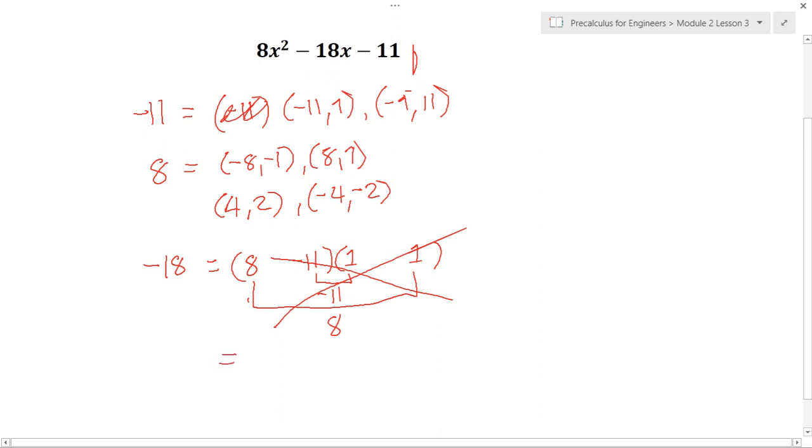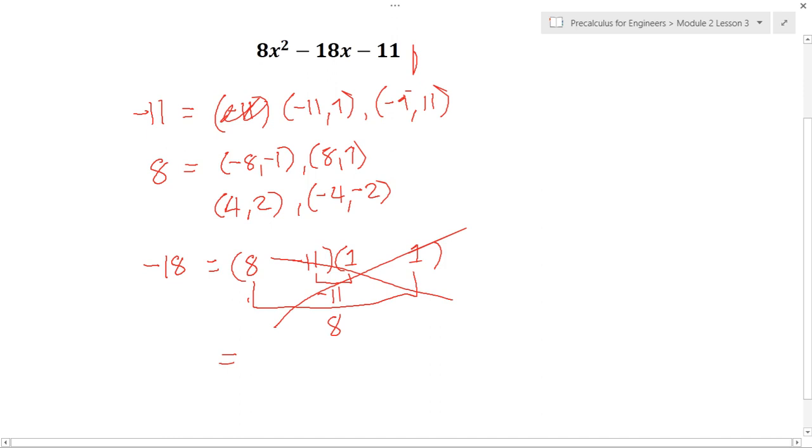But for negative 11, we only have two options. Negative 11 and 1 and negative 1, 11. So, let's try negative 11, 1, 4, 2. We can try this one. Itong negative 11, 1, and 4 and 2. So, yes, 4 and 2. So, pwede ito. Ito negative 11, 1, and 4 and 2.